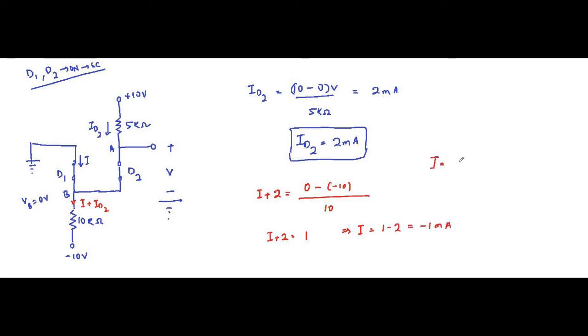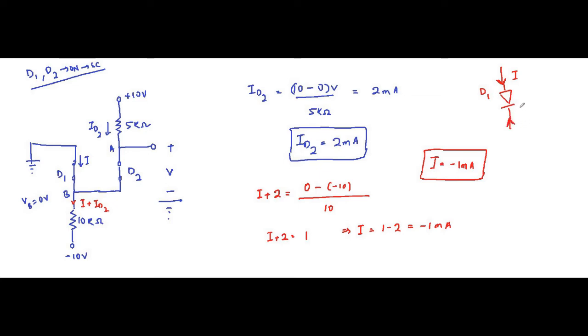So we get a negative current, I equals minus 1 milliampere. So here there is the problem. We assumed that diode D1 is on and the current direction is like this. But with this assumption we got the answer I equals minus 1 milliampere. The magnitude is not the problem, but the direction of current is opposite.